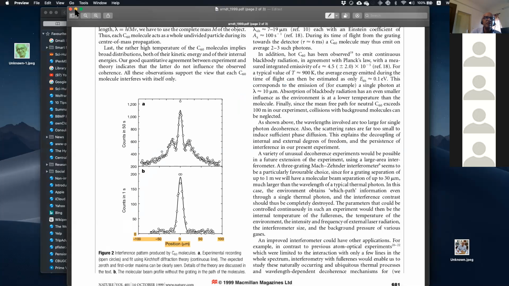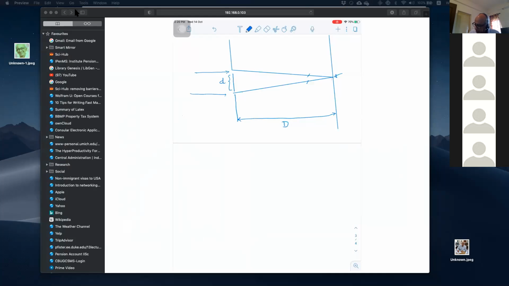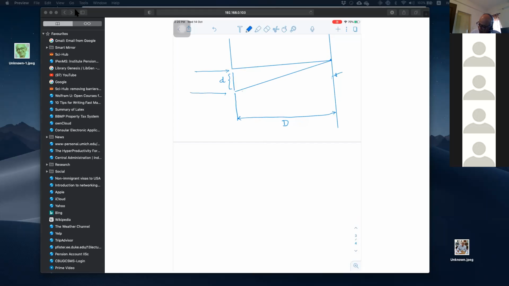Okay, and then let me rub off these two lines. Now, what is going to happen is if you think of another point somewhere here, then the waves arriving there would be going like that. Fine?